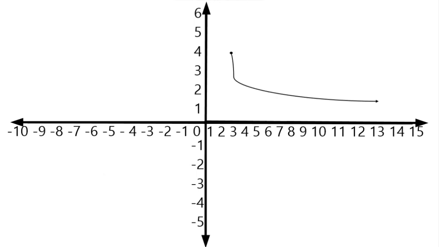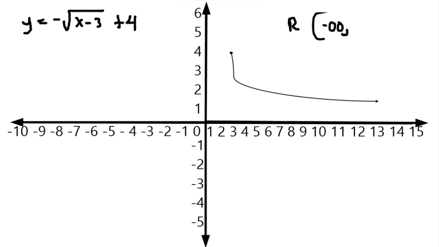Now let's try this one. This radical function is going to be y equals negative square root of x minus 3, plus we have a vertical shift of 4. So the range here is going to be starting from the bottom to the highest point. That's going to be negative infinity to 4, and we're going to use bracket. So that's it.